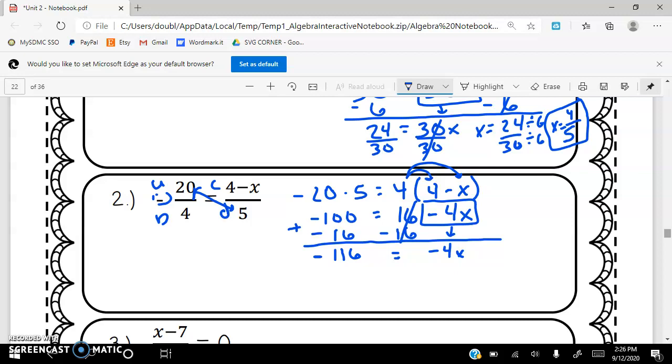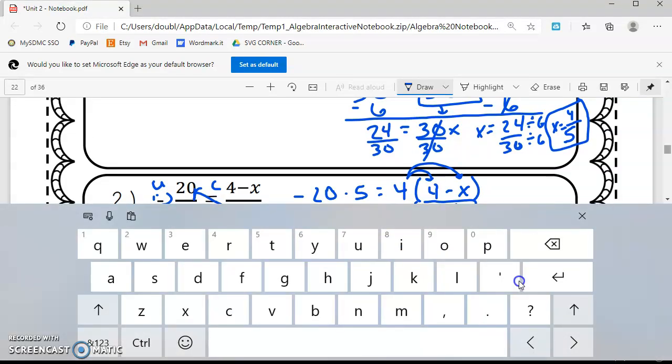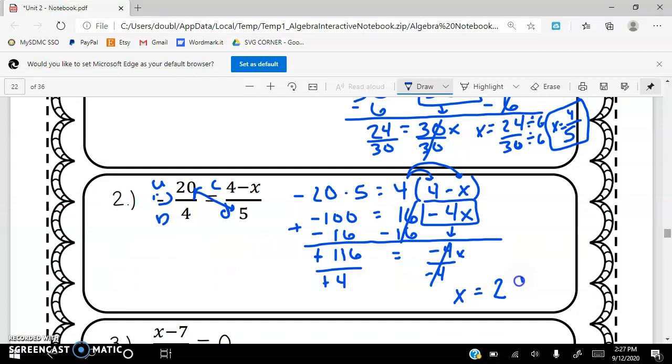So now we need to get x by itself. Okay, so we want to divide both sides by negative 4. So negative 4 divided by negative 4 cancels out. And I have a negative and a negative, so I know my answer is going to turn positive. So 116 divided by 4 equals 29. All right, let's try to do one more.